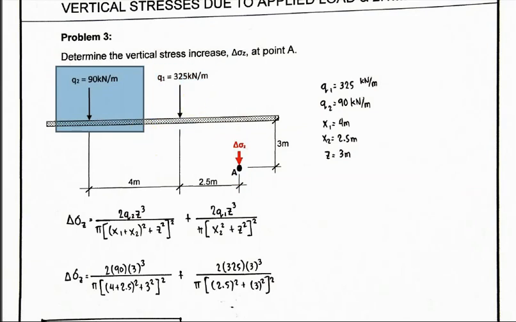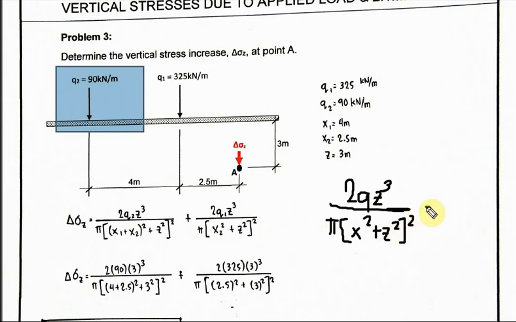So this is the formula. If there are many loads, you add them individually using this formula. Let me explain. We have the formula: Δσ equals 2q z cubed over pi, times x squared plus z squared, all squared.